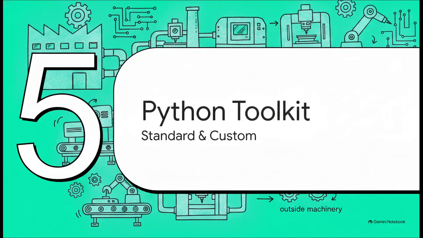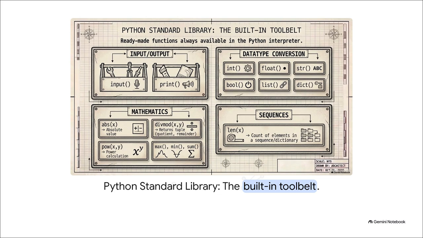Section 5. Expanding your Python toolkit, standard and custom modules. The great news is, you rarely have to start from scratch. Python comes packed with a built-in tool belt called the standard library. Right out of the box, you have immediate access to input and output mechanics, rapid data type conversions, high-level math, and sequencing tasks. It's your ever-present foundational toolkit.